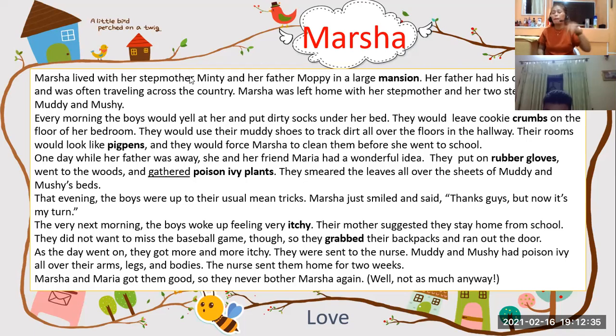Okay. So what happened? Did you understand the story, Tom? Yes. Okay. What happened? Well, who is the girl in the story? Oh, what's the name of the girl? Marsha. Okay. Who are the two brothers? The two brothers' names are? Muddy and Mushy. Okay, it's Muddy and Mushy.